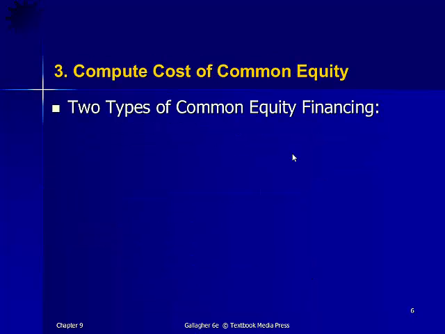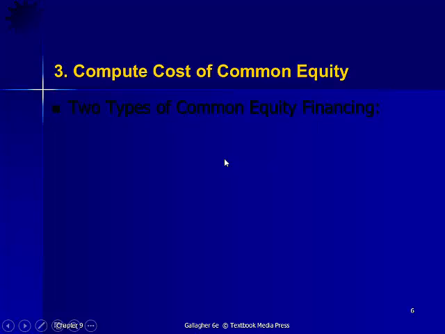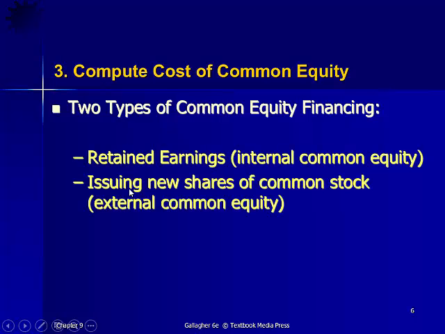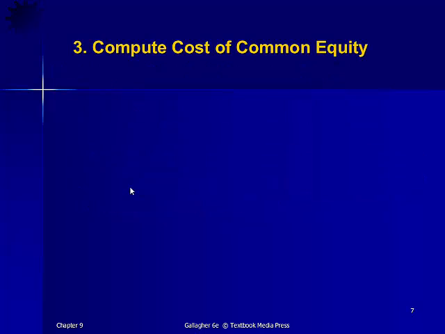Now, when we move to common equity, we're talking about the owners of the firm here. We have a cost associated with that kind of financing, and there are two different types of equity financing. We have internal common equity, which comes from retaining earnings, and we have external common equity, which comes from selling new common stock in the primary market.